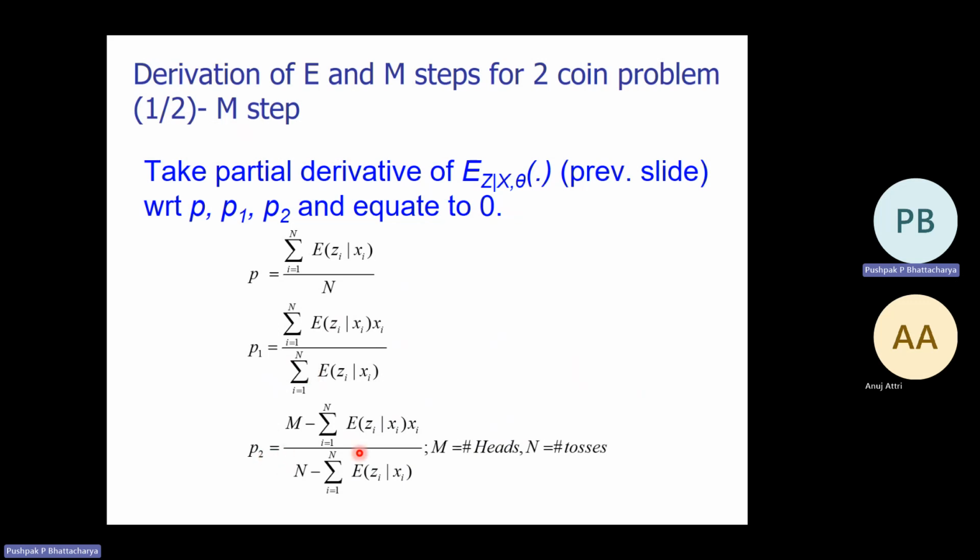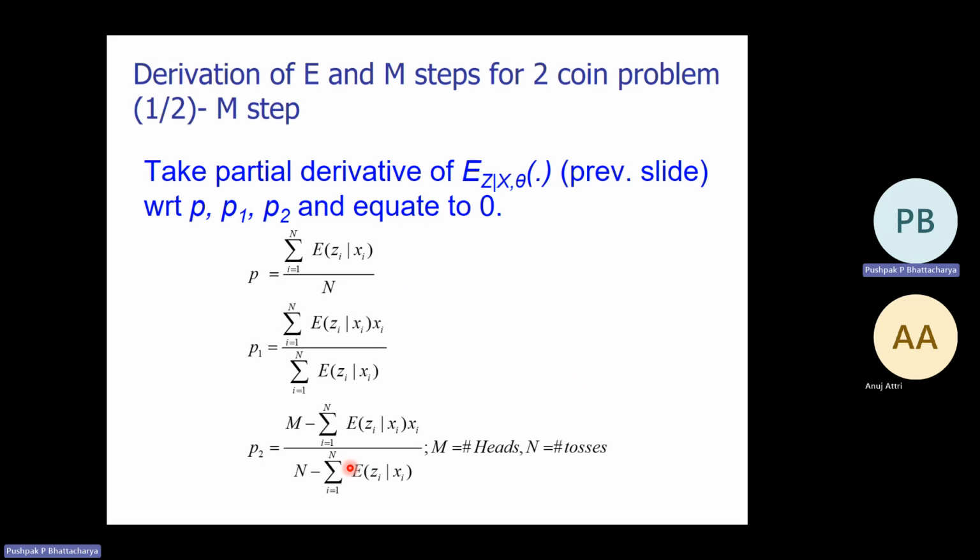P2 is the expected number of times the head is coming from the second coin divided by the expected number of times the second coin is chosen. So all these follow very neatly from the probabilistic treatment of the expression.